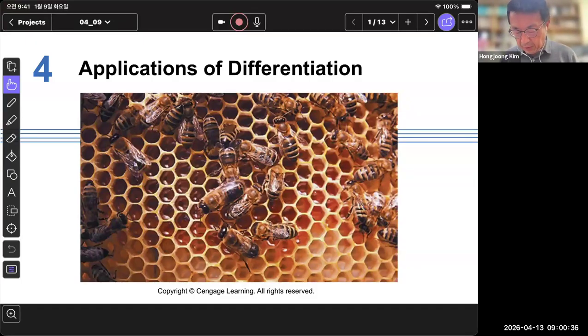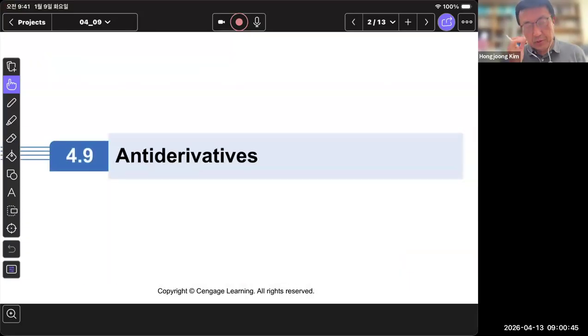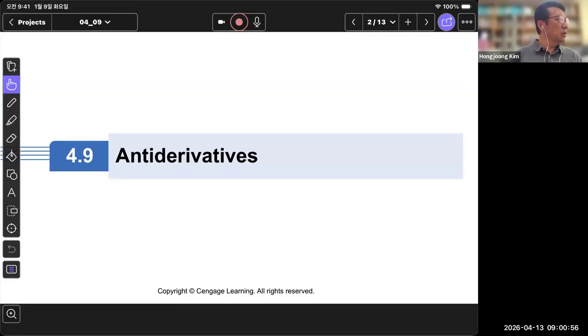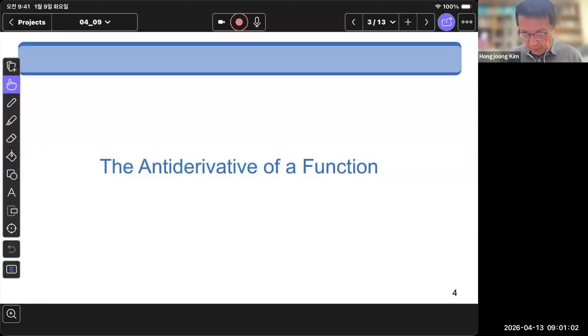So we will consider the last section of chapter 4. Let me first finish this section. In section 9, we are considering the antiderivatives. So we want to consider the antiderivative of a function.